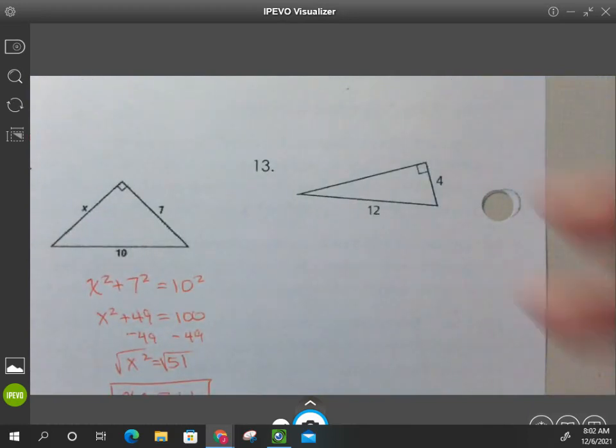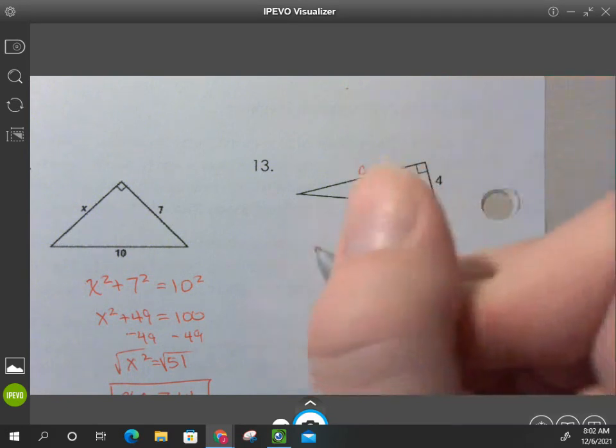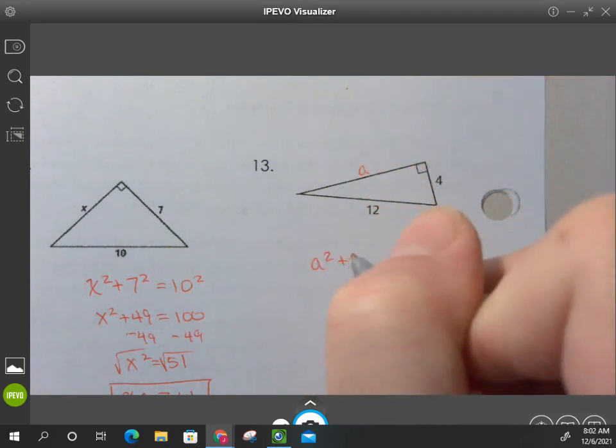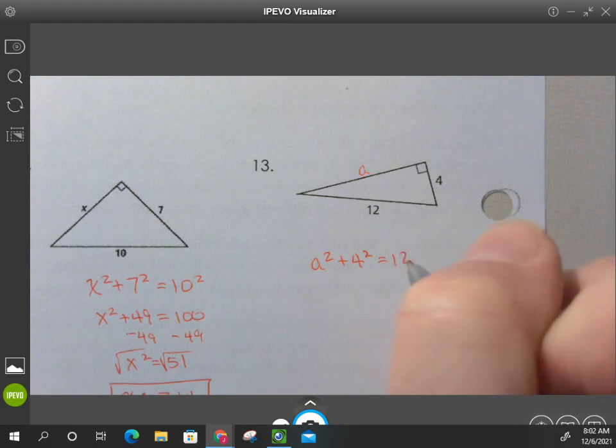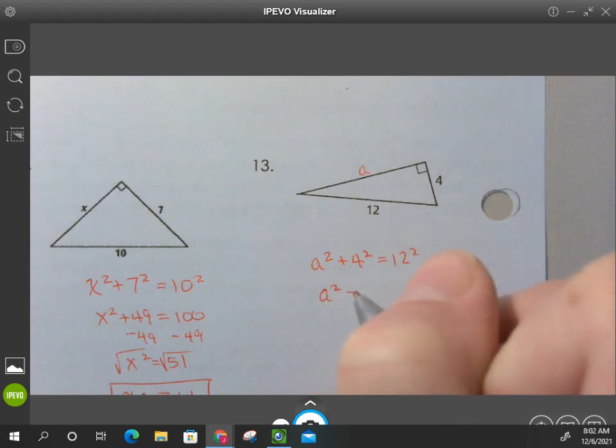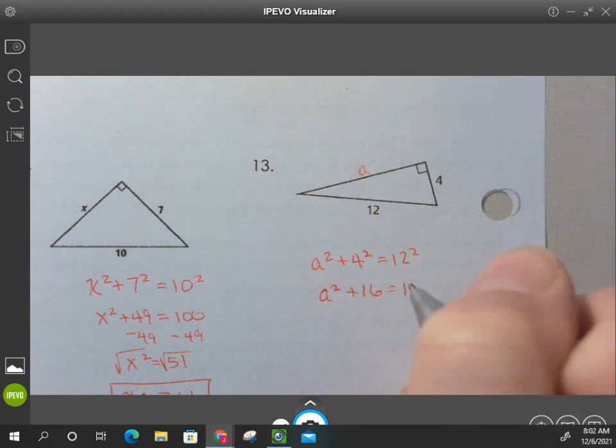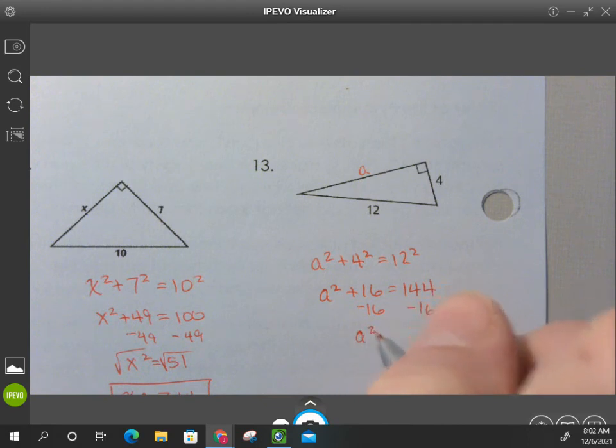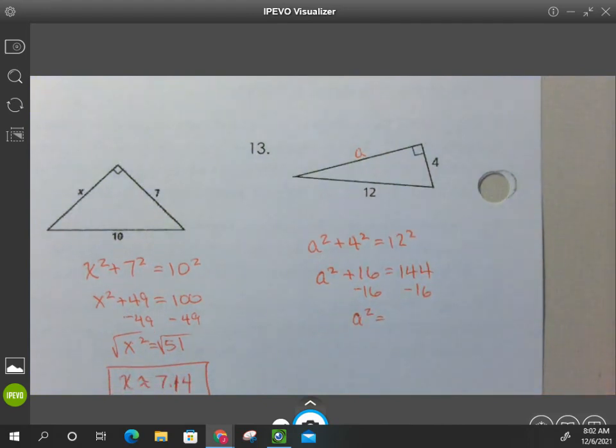Now look at number 13. I'll call this A. It doesn't matter as long as the legs are the A's and the B's. So a squared plus 4 squared equals 12 squared. So that's a squared plus 16 equals 144. Subtract 16 from both sides. A squared, we'd have to borrow, so I think it's 126 or 128. Did I do 144? Oh yeah, 128. Good thing I double checked myself.